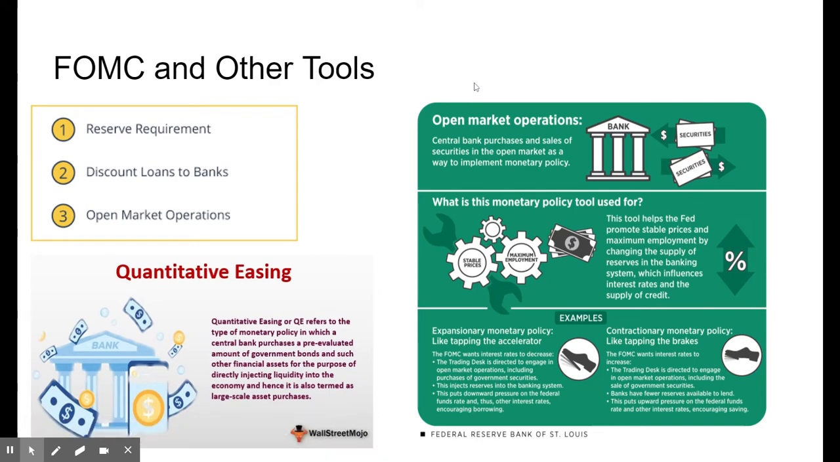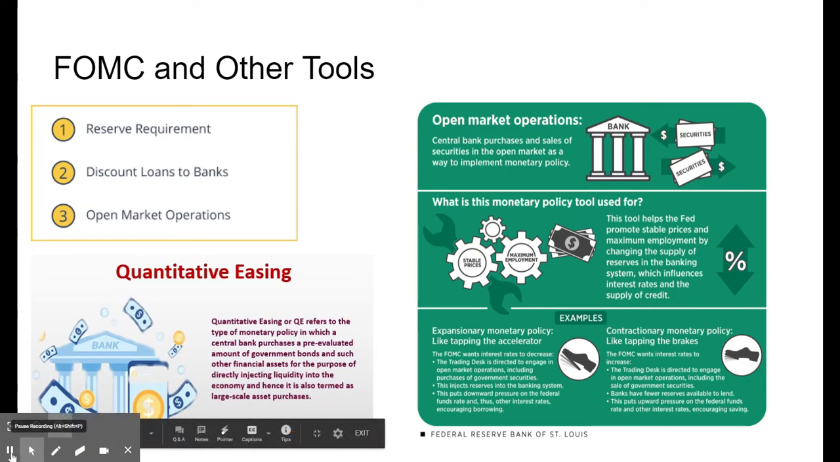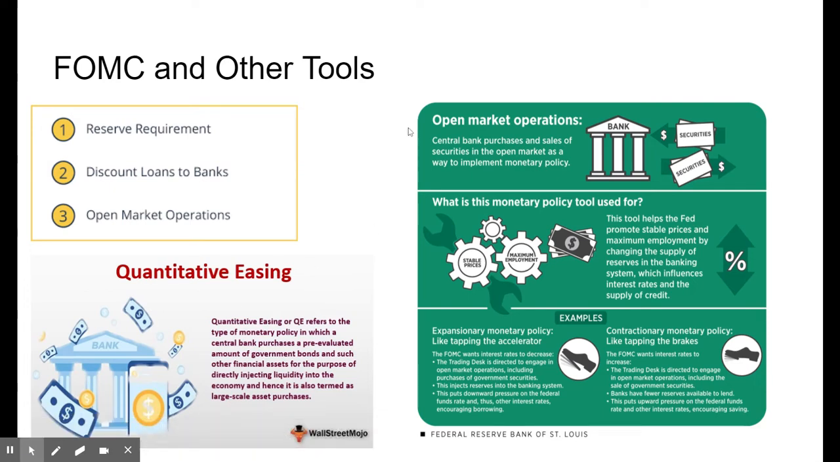So today we'll look at the Federal Open Market Committee and other tools that can be used in order to influence the economy. The FOMC, the Federal Open Market Committee, is probably one of the more powerful entities within the Federal Reserve and economically speaking in the world. They control the open market operations, which is one of the 3 tools that can be used to influence the economy amongst the Federal Reserve.